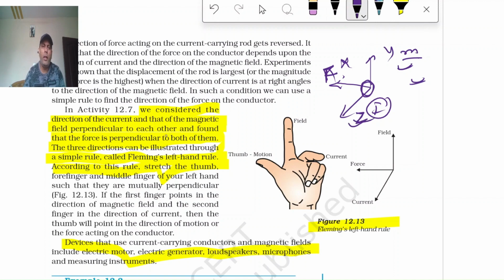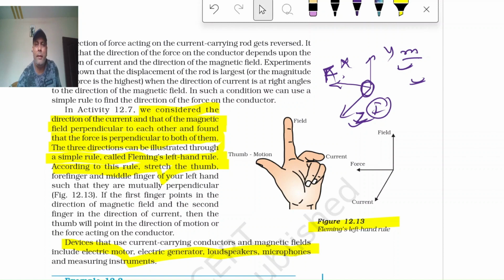So in this thumb motion, this finger is the magnetic field, and this is the current. So whatever the current, you can see this way. This is the current, this is the magnetic field, and this is the force. So the force applied on that particular device or current carrying conductor will be perpendicular to the magnetic field as well as the current. That's Fleming's left hand rule. So you should understand that. What is Fleming's left hand rule?